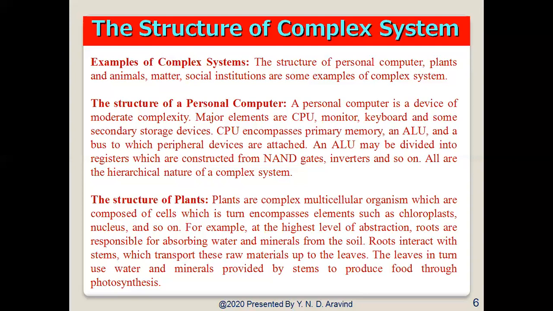Now coming to the structure of plants. Plants are complex multicellular organisms which are composed of cells, which in turn encompass elements such as chloroplasts, nucleus, and so on. For example, at the highest level of abstraction, roots are responsible for absorbing water and minerals from the soil. These roots interact with the stems, which transport these raw materials up to the leaves. The leaves in turn use the water and minerals provided by the stems to produce food through photosynthesis.